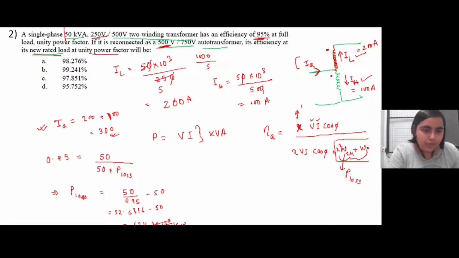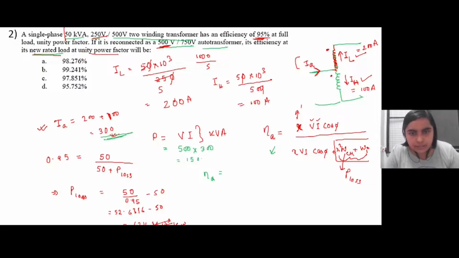So now we can calculate the efficiency. Now that we know the loss, we can calculate the efficiency of the auto transformer, right? So let us calculate VI. Voltage is 500. Current we have calculated here is 300. So it is 15 with four zeros, that is 150 kVA, right?